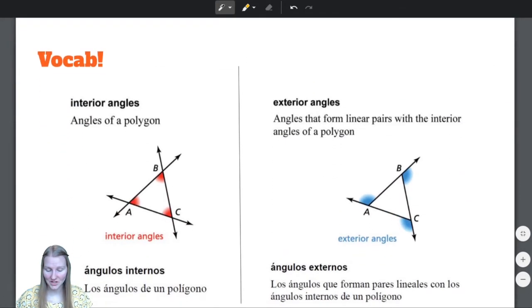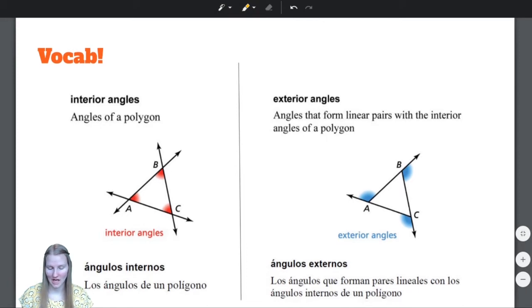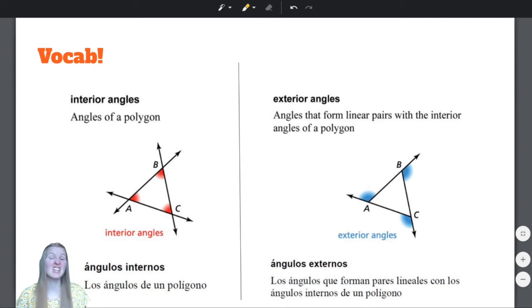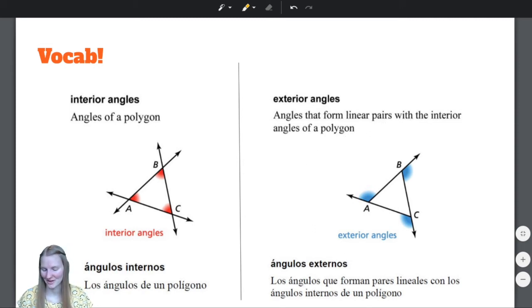We have our interior angles versus exterior angles on this slide. So today we're going to continue talking about interior angles. In the next video, we're going to get into some exterior angle business. But for today, we're focusing on the angles inside of a polygon. In the next video, we'll focus on the angles outside of a polygon.